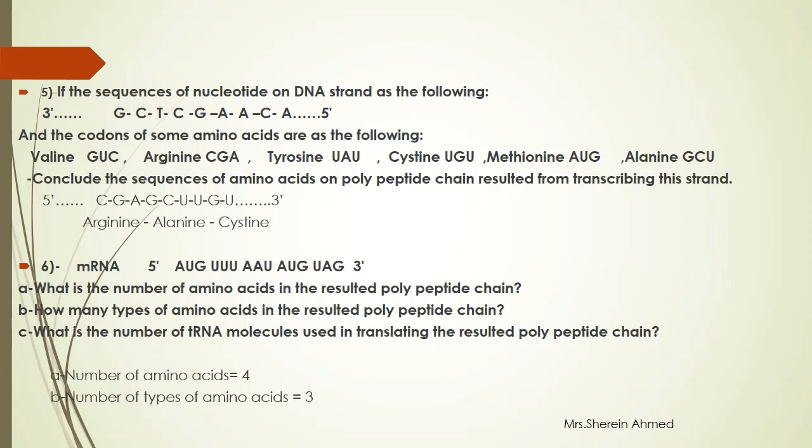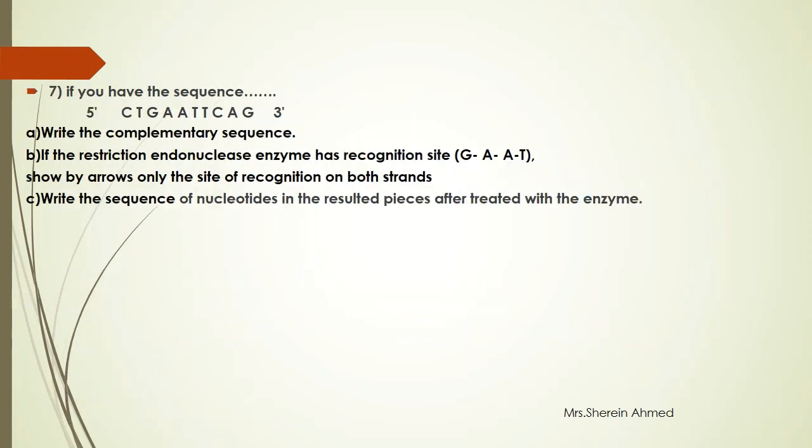And what is the number of tRNA molecules? Of course, we have a repeated one, so it's not counted. So the number is counted according to the number of types, so it's 3 also. Number 7, if you have the sequence, as you see, write the complementary sequence. This is very easy, from 3' to 5'.